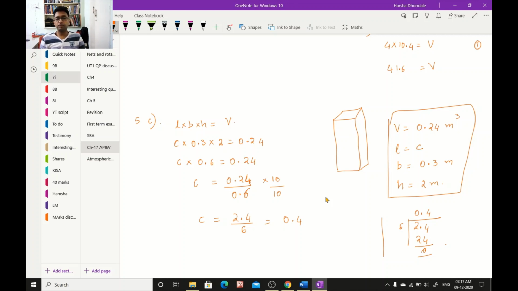And the unit, don't forget the unit. The unit should be the measurements given in the diagram. Everything is in meters. So this is not volume. We are finding the length. This distance is always in meters.